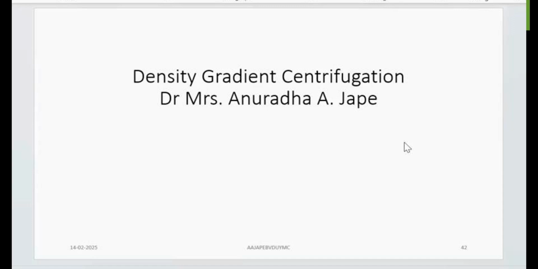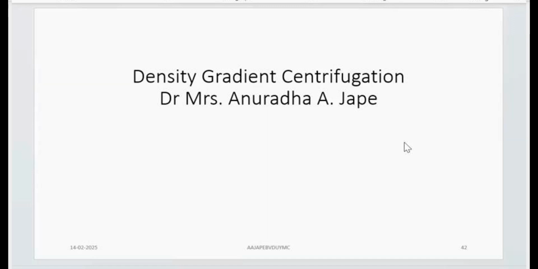Today's topic is the subtopic in centrifugation, that is density gradient centrifugation. Till yesterday, we have discussed the basic principle of centrifugation and sedimentation, types of sedimentation instruments, that is preparative centrifuge and analytical centrifuge.